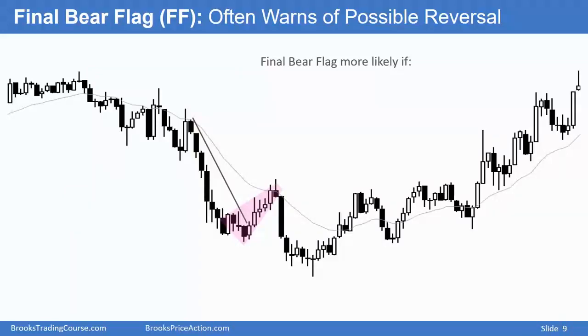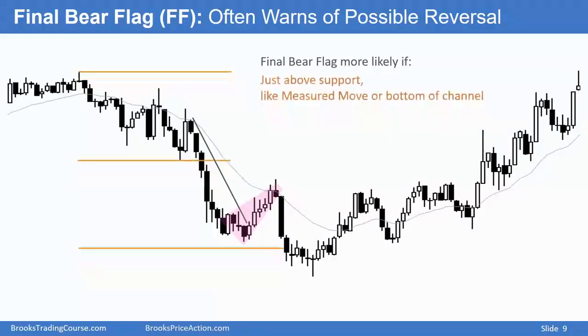A final bear flag is more likely if the bear flag is right above support, like a measured move target or the bottom of a channel. If there is a series of sell climaxes, in other words, an exhausted trend, the bears probably will stop selling and wait to see if the bulls can reverse the market. If after 10 or 20 bars the bulls are unable to reverse the market, the bears will try to sell again. But when there's a series of sell climaxes, a lot of times the bears will stop selling, they'll take profits, and wait to see what the bulls can do.